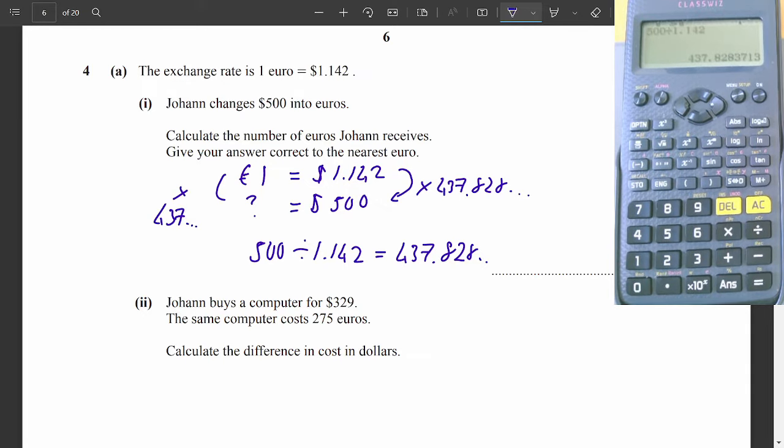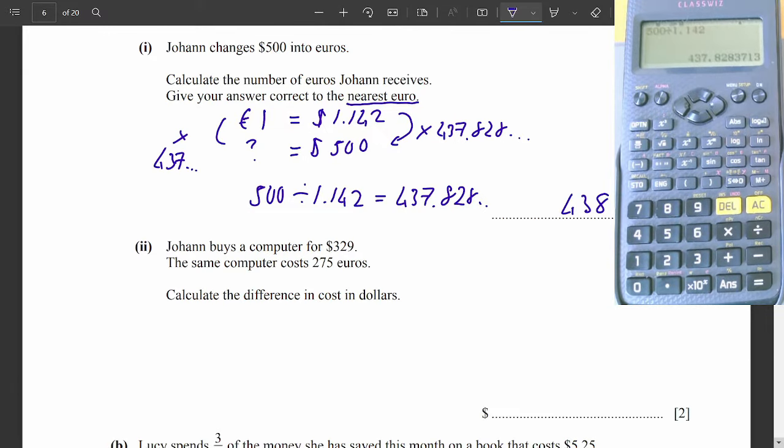So we got the answer, 437, rounded to 3 significant figures. Well, in this case, you have to round it to 3 significant figures because they want the answer to the nearest euro. So if you don't write 438, you don't get full marks.